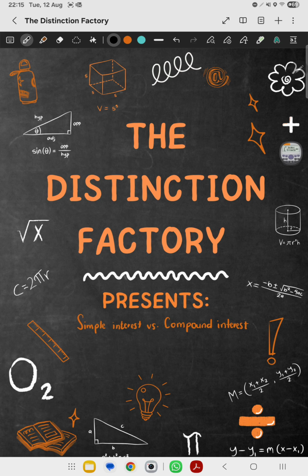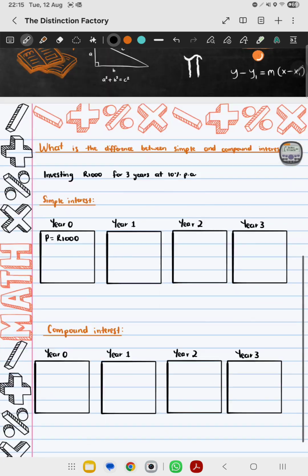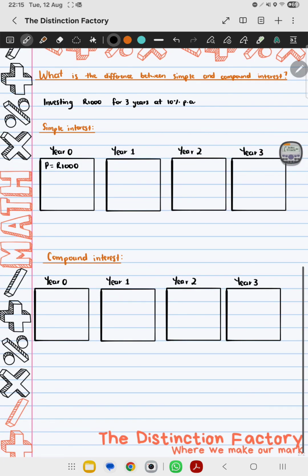And today we are going to be discussing financial maths. What is the difference between simple and compound interest? So down here, we've got a little scenario of investing 1,000 Rand for 3 years at an interest rate of 10% per annum. And we are going to do a comparison between simple and compound. So let's start with simple interest first.